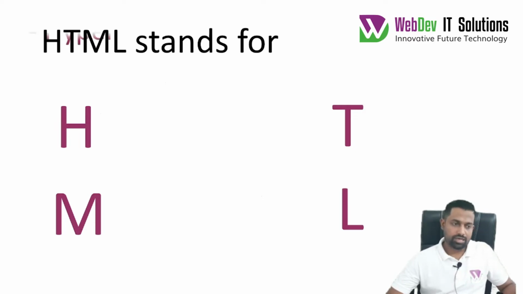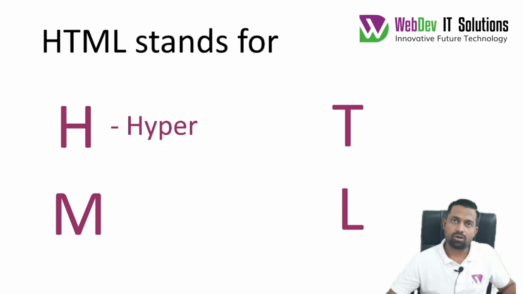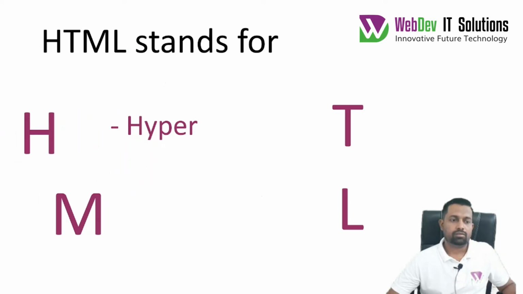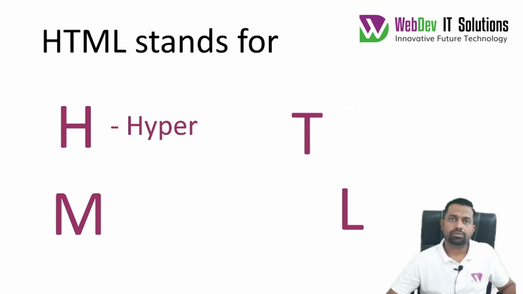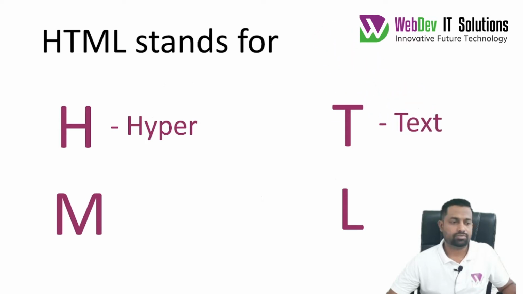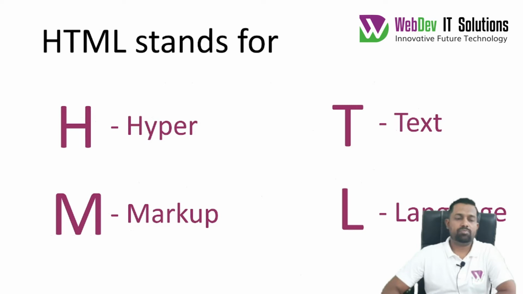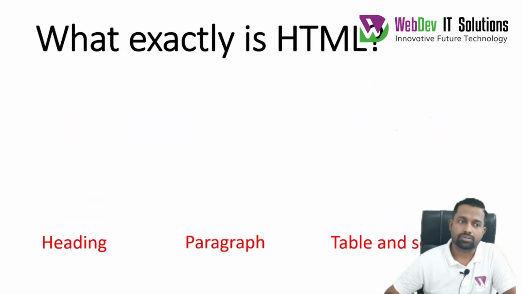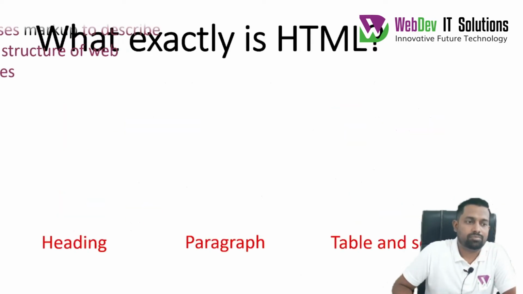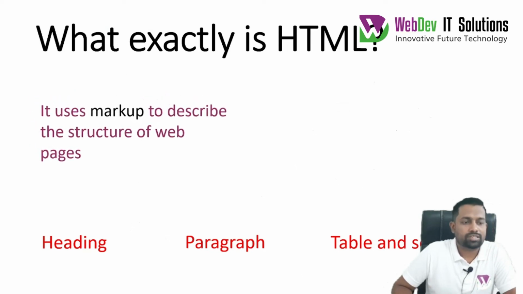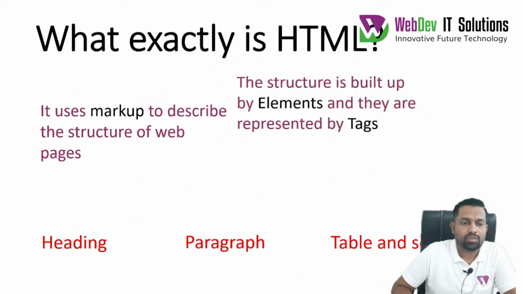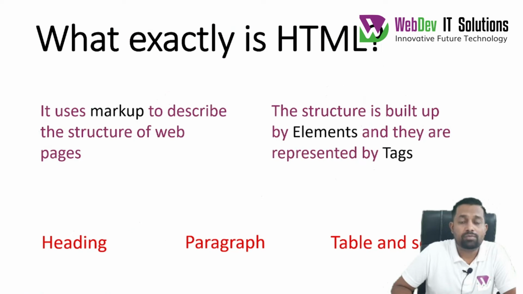HTML stands for H. H stands for hyper. T stands for text. M stands for markup. L stands for language. Hypertext Markup Language. What exactly is HTML? It uses markup to describe the structure of web pages. The structure is built up by elements and they are represented by tags.